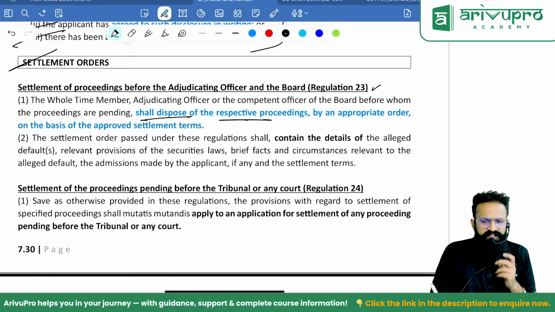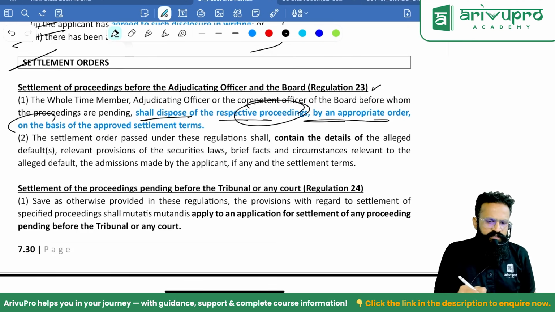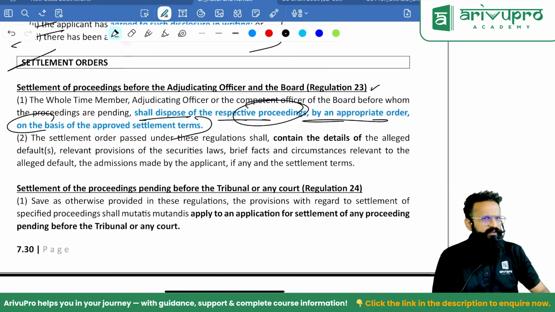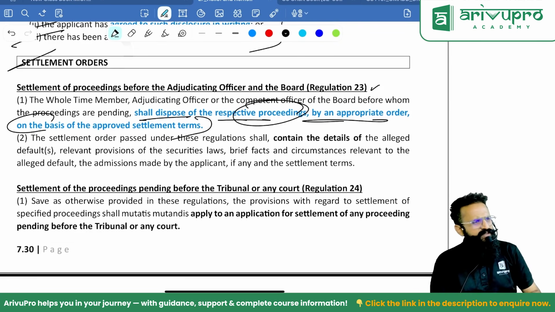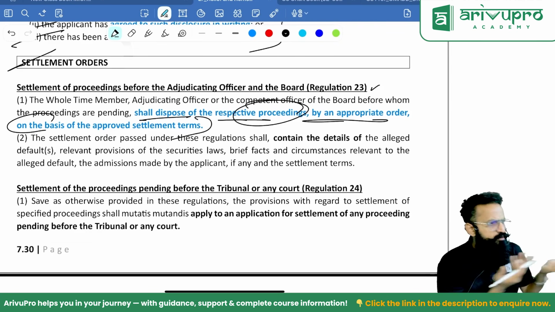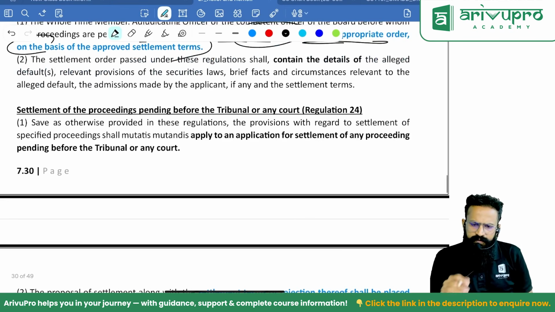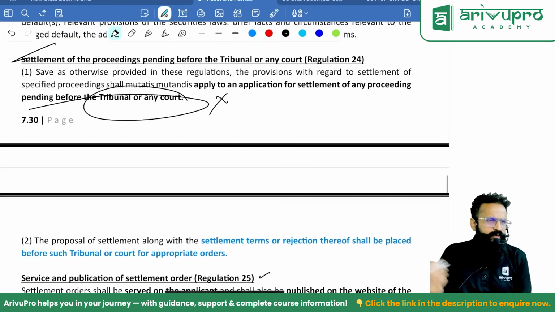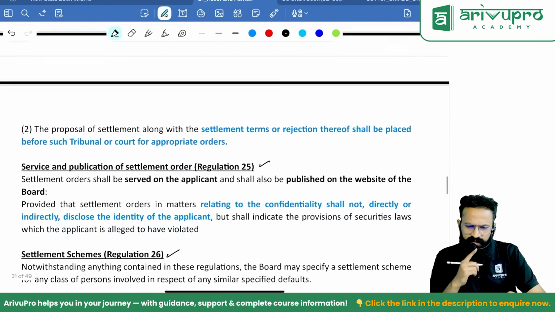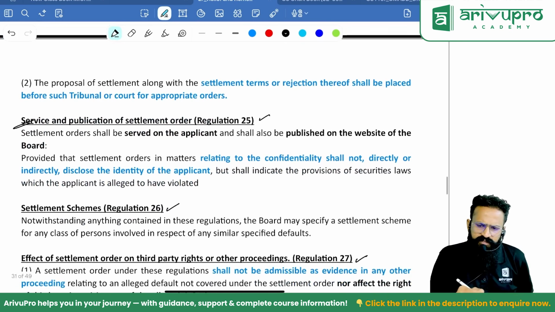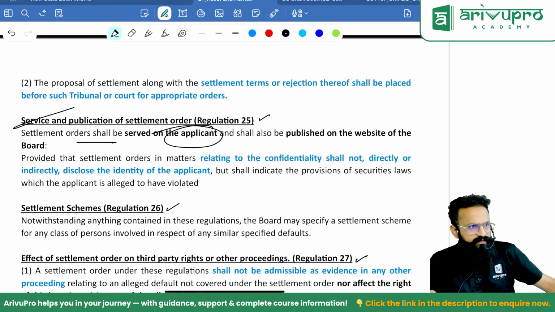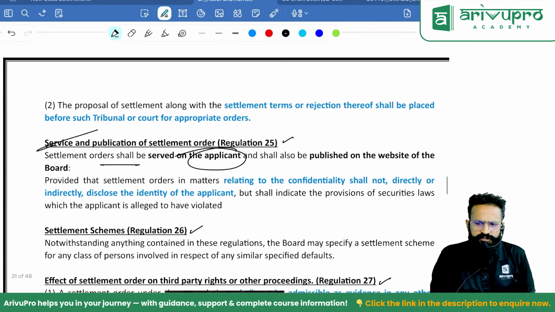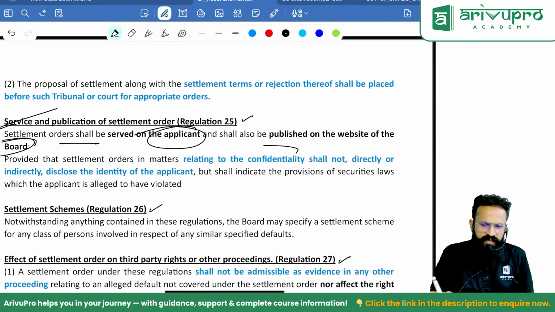SEBI shall dispose of the respective proceedings by an appropriate order on the basis of the approved settlement terms. Meaning, if proceedings have started, and you have paid everything, we will make sure the proceedings come to an end. If the proceedings have started in front of any tribunal or any court, of course it will come to an end after you pay the settlement amount. Okay, simple. Service and publication of settlement order. Settlement orders shall be served to the applicant, and also published on the website of the board, of course keeping in mind the confidentiality treatment.